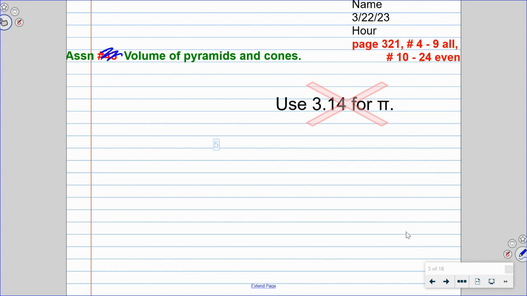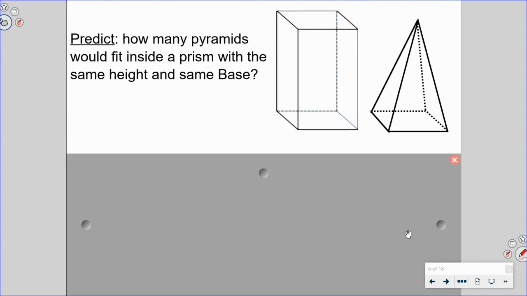All right, whatever the assignment number, whatever the date, pause. Come on back when you're ready. Once again, ladies and gents, we are not going to use 3.14. We have a very nice pi button on our Desmos calculator. That's what we will use.